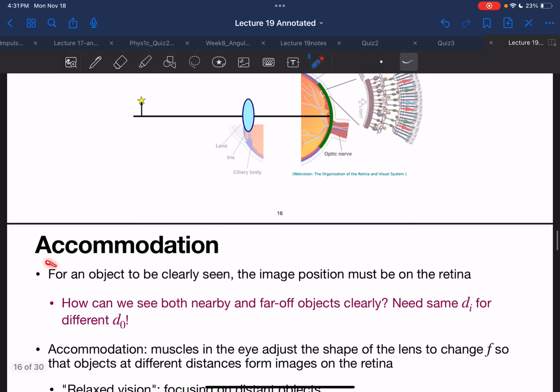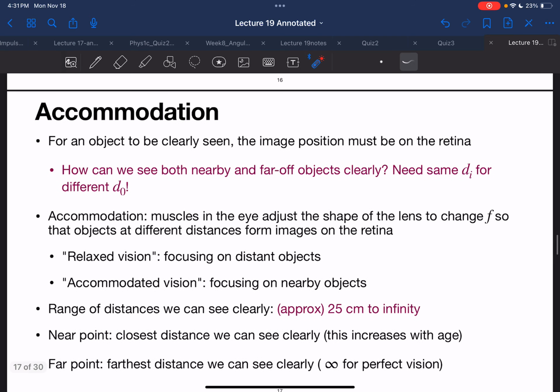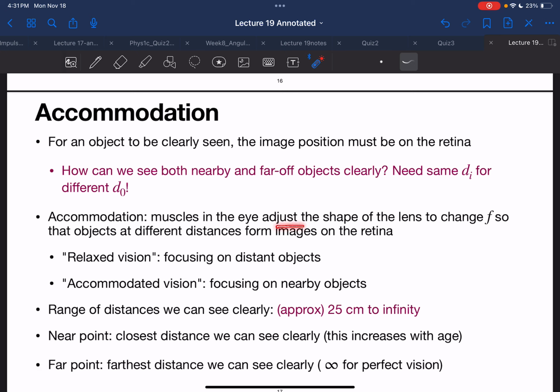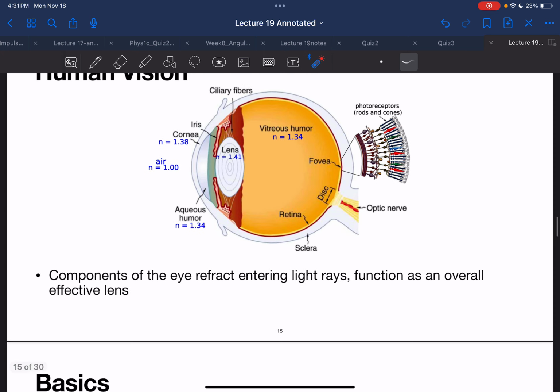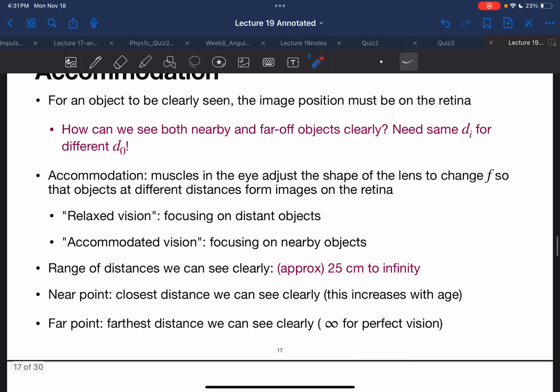Well, the answer to that is accommodation. Accommodation, basically muscles in the eye adjust the shape of the lens to change the focal length of the eye, so that objects at different distances form images on the retina. What we call relaxed vision is focusing on distant objects. When you're looking at something far away, this is where the eye muscles are relaxed. And then on the other hand, accommodated vision is when we're focusing on something nearby.